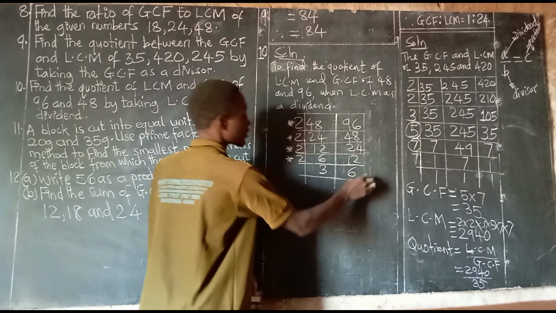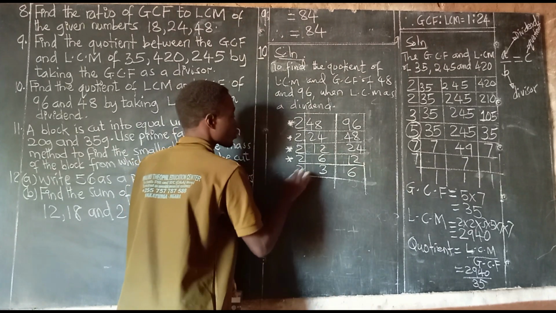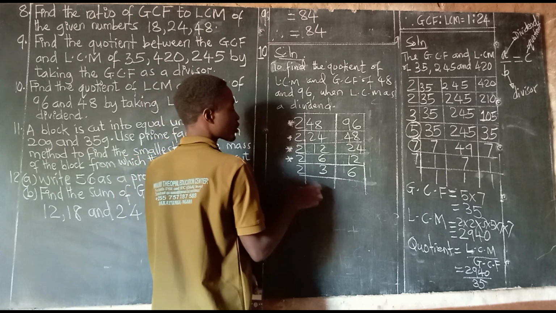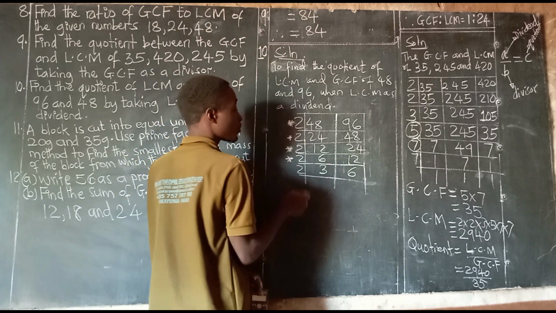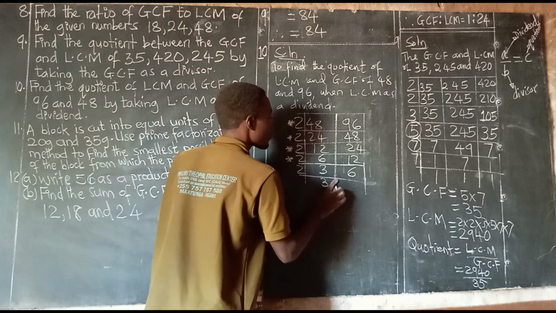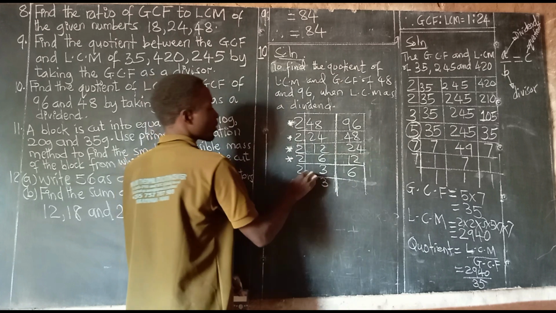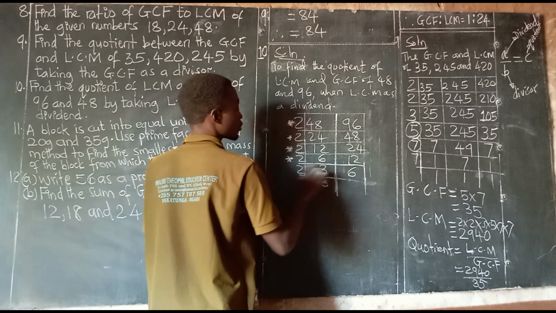Now, is there any which is still divisible by 2? The answer is yes. 6 is divisible by 2, so use 2 here. 3 over 2 is impossible. It is not divisible completely without a remainder. So write it as it is, as we have been doing in the previous questions. Here, we are going to take 6 over 2, and we get 3.